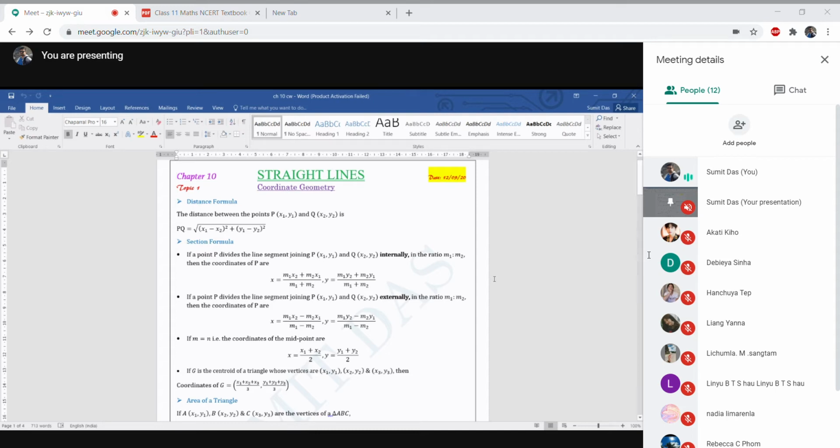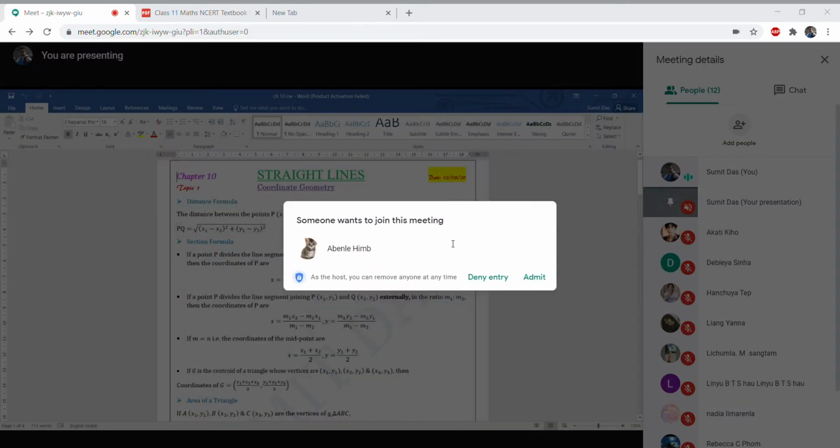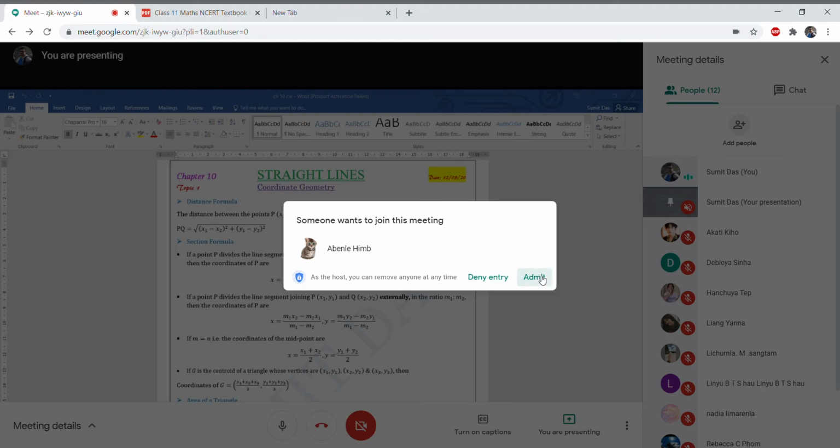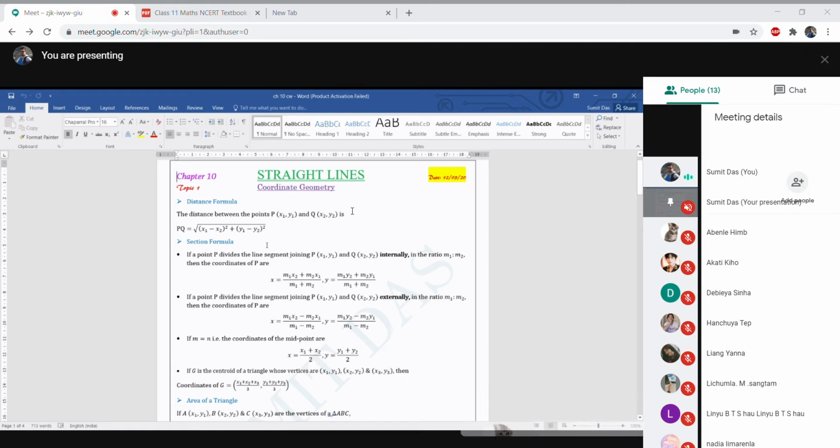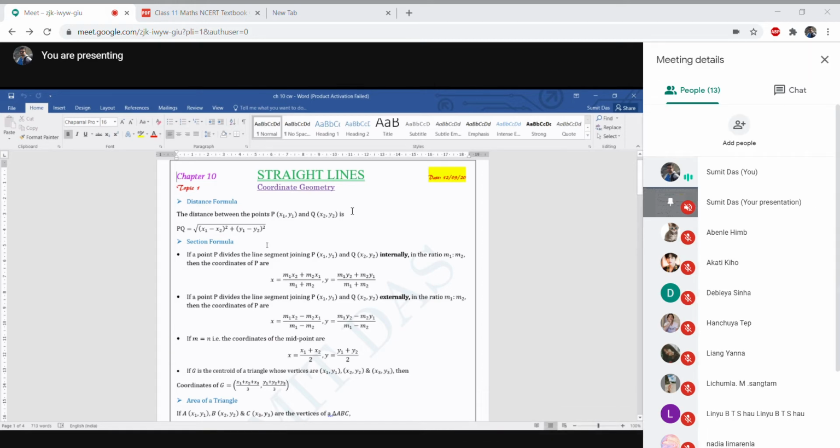So I'll just quickly read out these formulas. If you have any doubt, you can ask me later because I don't want to explain this one. This is already done. I already told you how to get the distance formula. And if you want to practice this sum, you can do the class 10. There are various websites where you can get the class 10 questions again.